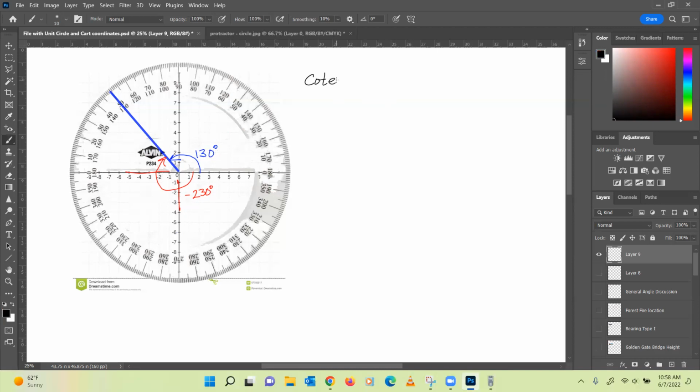Coterminal angles share a terminal side. Now notice we could have found this one, like I said, by subtracting the 130. So we could have done 360 minus 130. So that would have been positive. Maybe that's not what I want then. Maybe what I want to do is take my initial measure and subtract 360 from it. That gives me negative 230.